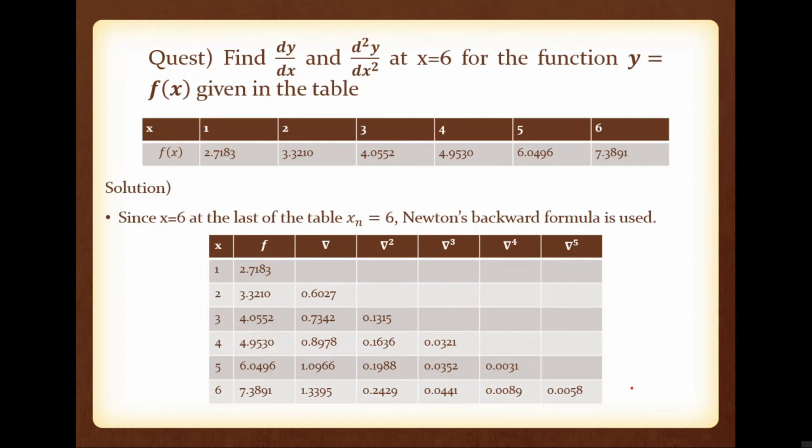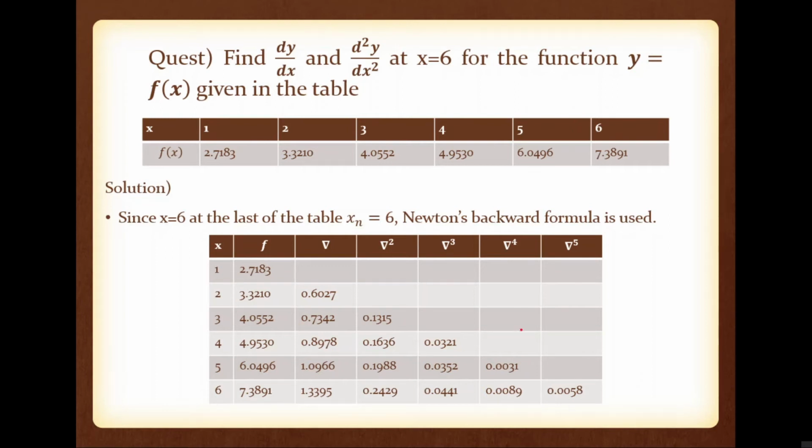So we have up to delta raised to 5, which means we have to find df by dx and d square f by dx square up to the delta raised to 5 term. Take Newton's backward interpolation formula up to delta raised to 5, then find its differentiation. That we have to do.